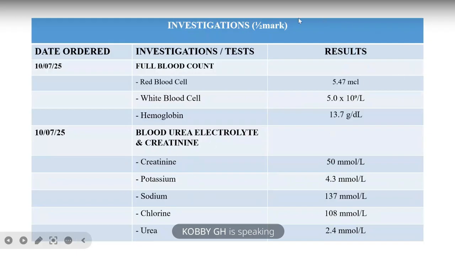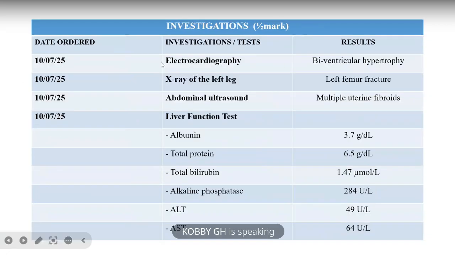Now, if someone is able to do something like this, even just the first one, the person gets half. If you are able to also do just this one, you get half. If someone is able to write about 10 different labs, the person too gets half. So the ball is in your court. We have other labs like this. You can have a patient electrocardiography. This is the result: biventricular hypertrophy. X-ray of the left leg: left femur fracture. Abdominal ultrasound: multiple uterine fibroids.